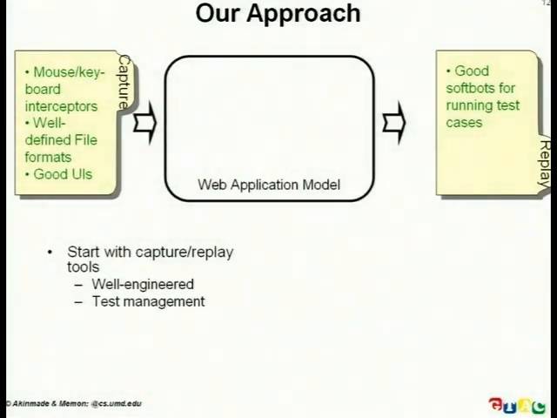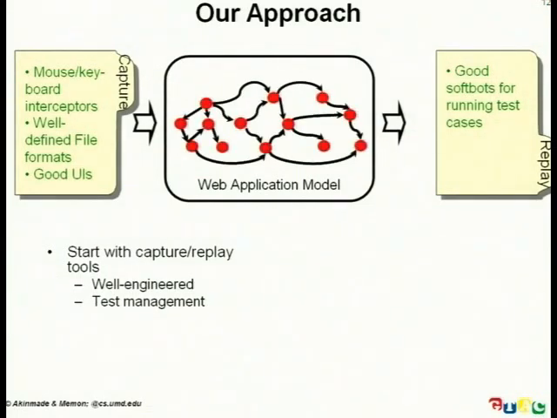All right. So a web application model, what does it look like? This is my favorite picture of a model. A model should have some red nodes and some lines in there. So for example, I could think of this as a state machine model. Each of these red nodes becomes a state, and this is a state transition that leads from one state to the other.